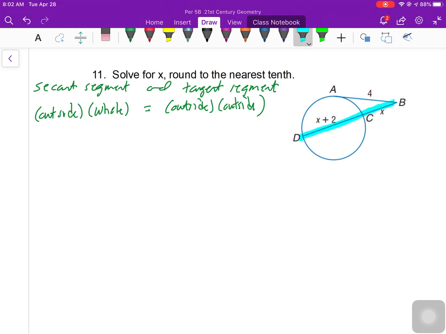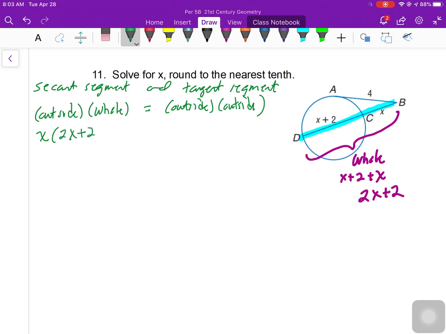Okay, let's talk secant segment first. Here is our secant segment. As you've seen, we always want to know what the whole length is. So for the whole length here, we have to take the x plus 2 and add x, so we get 2x plus 2. Let's do that part of it first. The outside segment is x, and the whole length is 2x plus 2. For the tangent segment, the outside is 4, so 4 times 4.